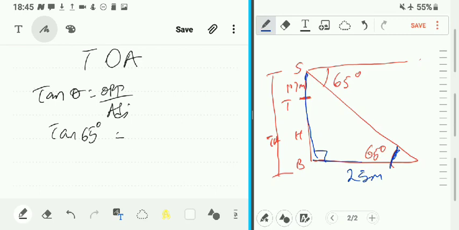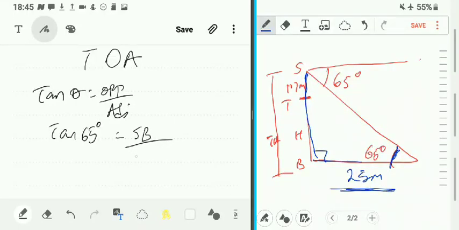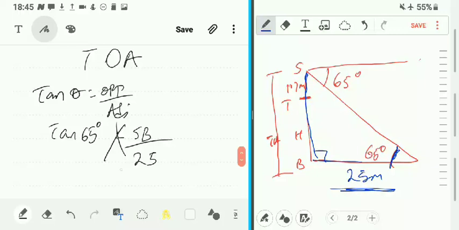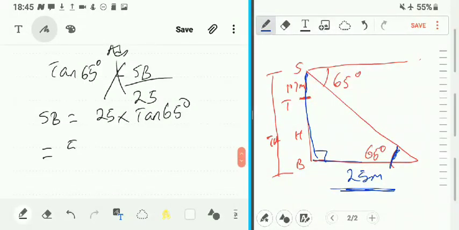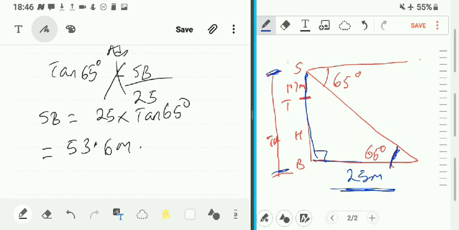Tan 65 degrees equals the opposite, SB, over adjacent, 25 meters. When you cross multiply, SB is equal to 25 times tan 65 degrees, which is equal to 53.6 meters. Okay, so the total height from this point to this point is 53.6 meters.